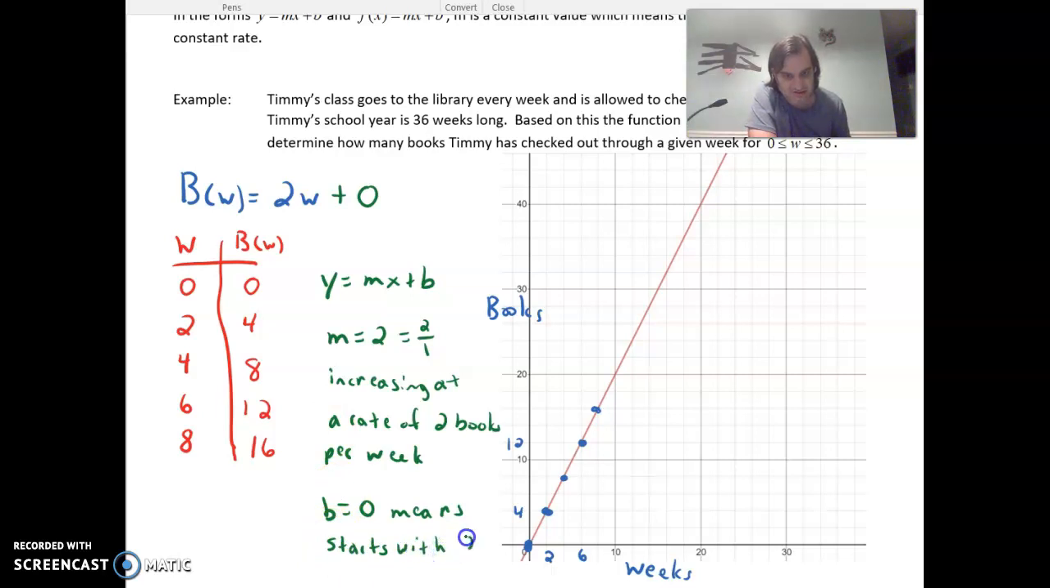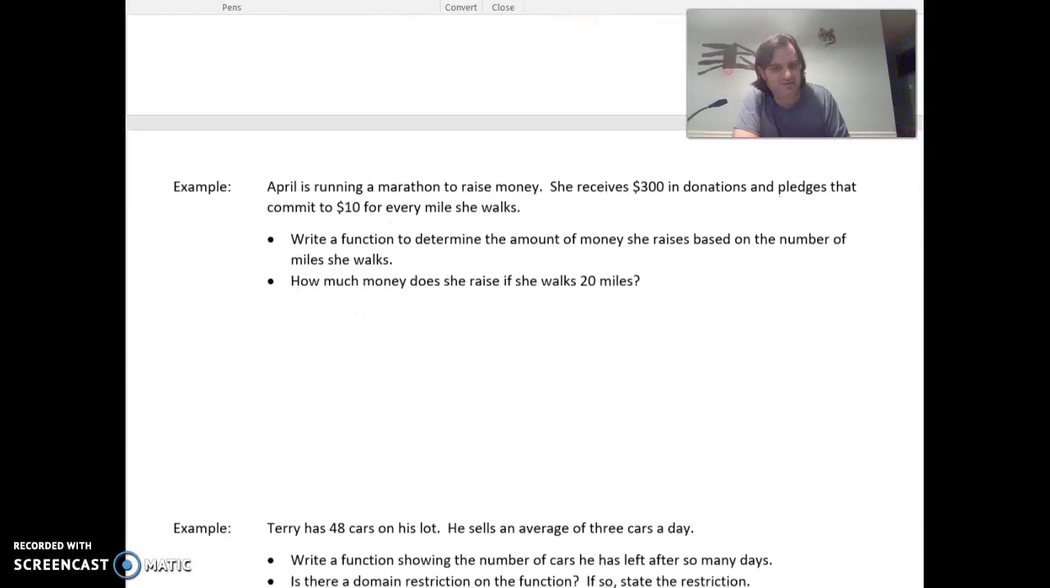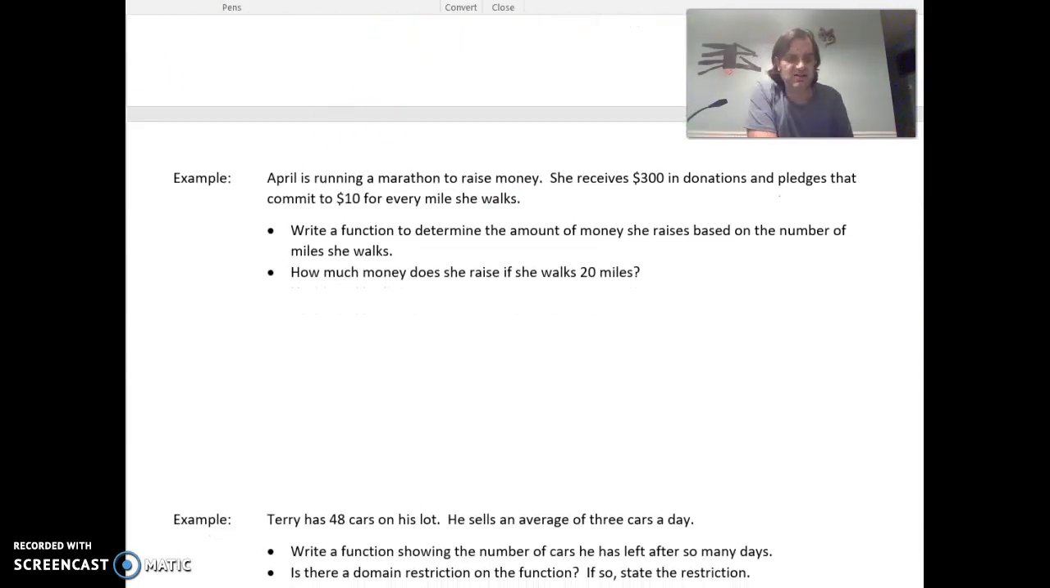With 0 books. So just making sure we see those two things. Okay, and that's where we have, and if you're familiar with the y-intercept, you see it on the y-axis there. Okay, so let's go through another example, maybe a little bit better, so we don't have to do all the graph, but we can write the equation.